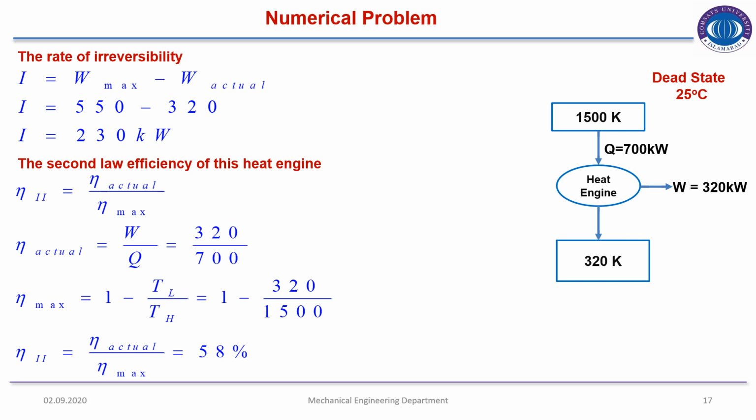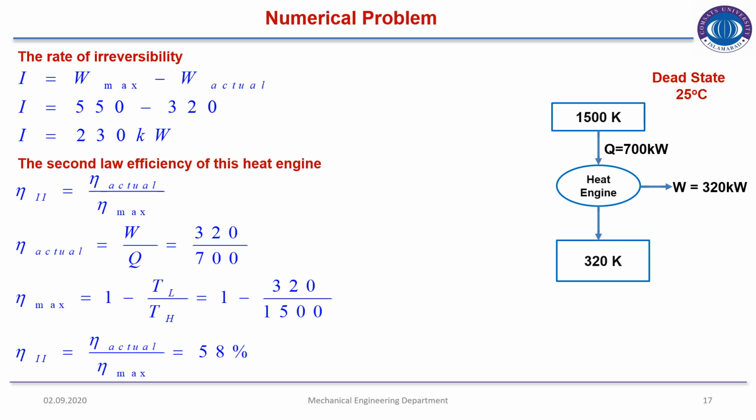Now the third question was to calculate the second law efficiency of this heat engine. As we have derived the relation, we know that the second law efficiency is the efficiency of actual heat engine divided by the efficiency of Carnot heat engine or reversible heat engine, that is the maximum efficiency.